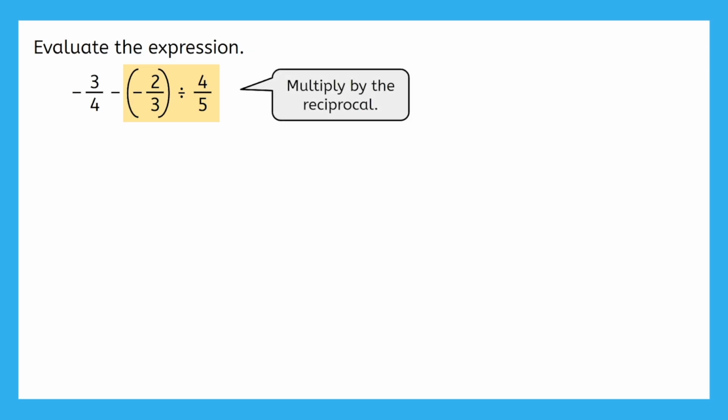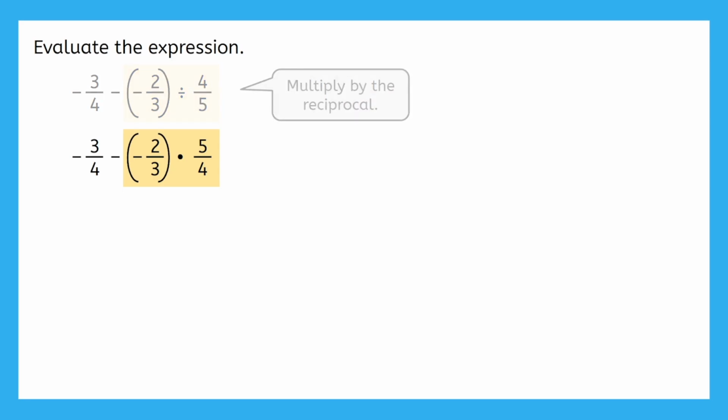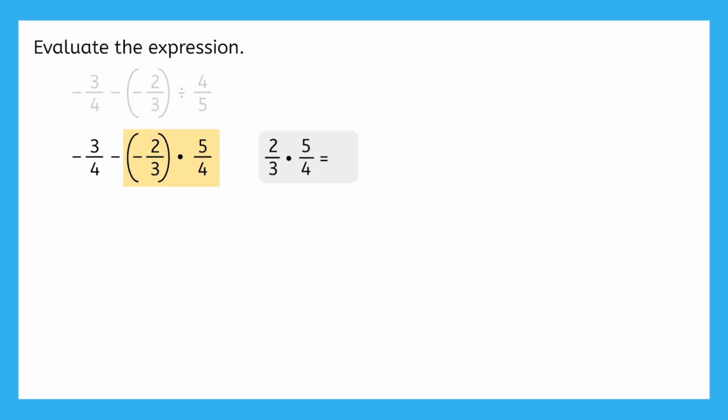Yep, multiply by the reciprocal. Keep the negative 2/3 the same, change the division sign to multiplication, and flip the second fraction to its reciprocal, 5/4. Now, multiply. We ignore the signs and multiply the numerators. 2 times 5 is 10. Then multiply the denominators. 3 times 4 is 12. The fractions had different signs, so we'll write negative 10/12 as the product.